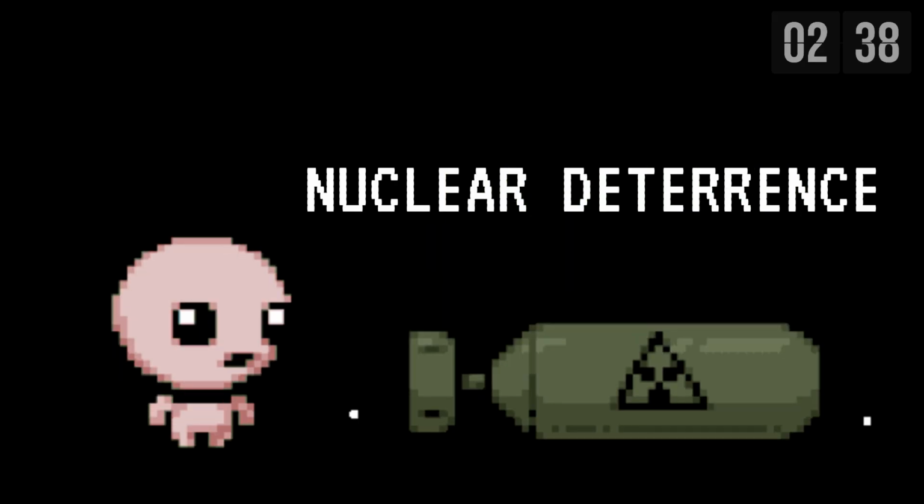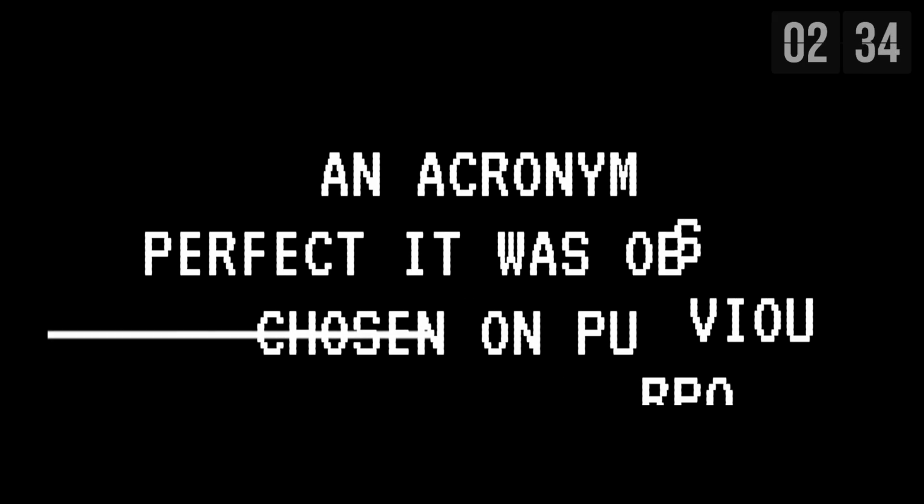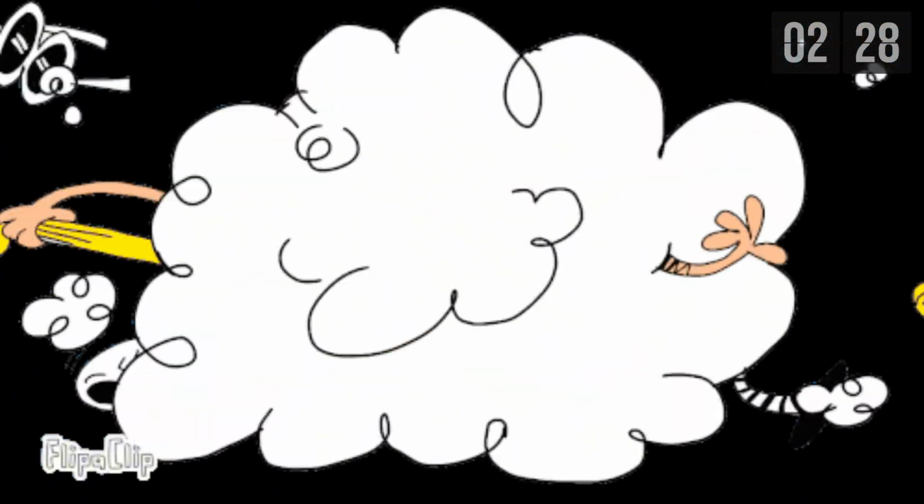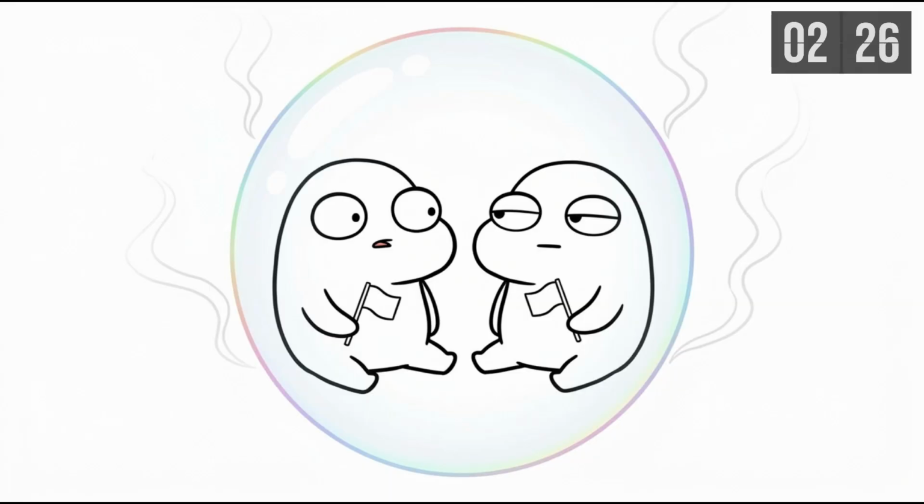Now a quick detour into something dark. Nuclear deterrence. Mutually assured destruction. MAD. An acronym so perfect it was obviously chosen on purpose. During the Cold War, the US and Soviet Union both had enough nuclear weapons to destroy each other several times over. And this paradoxically made both sides safer.